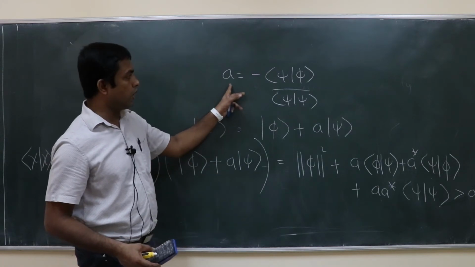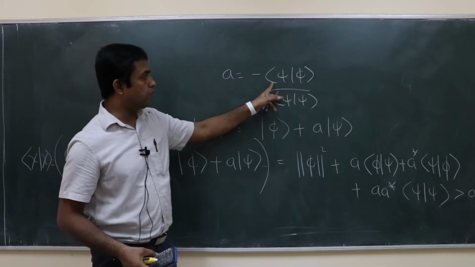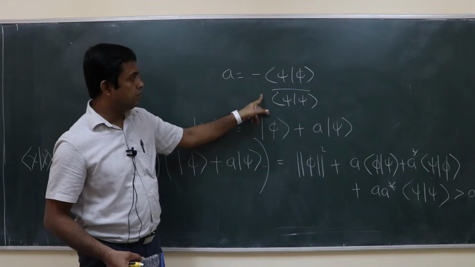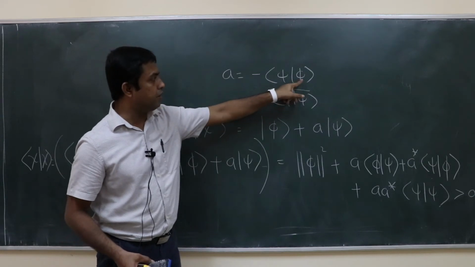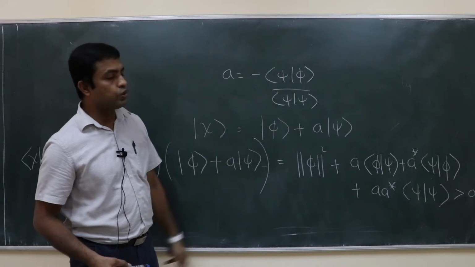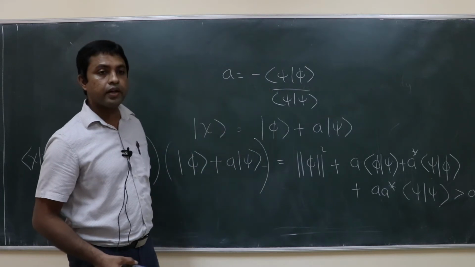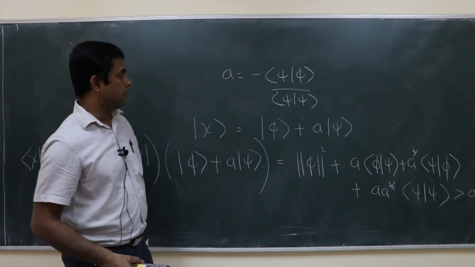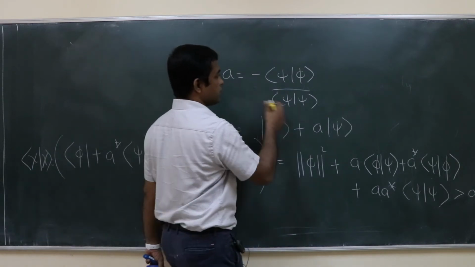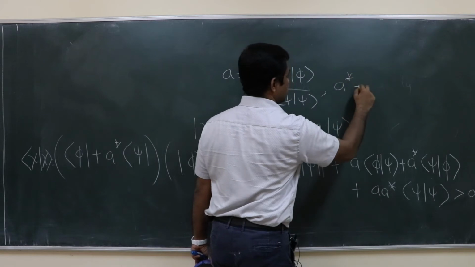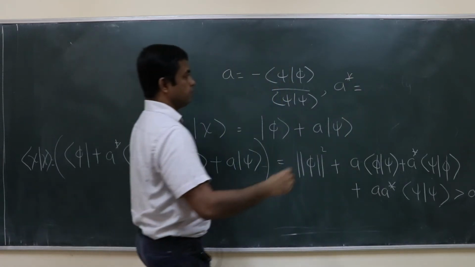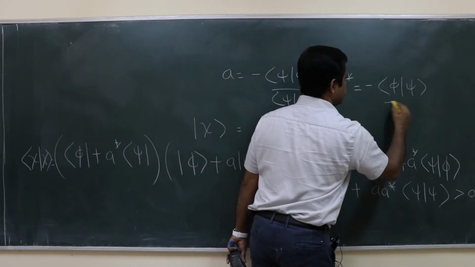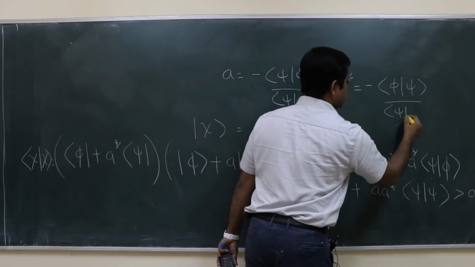So if I substitute this, that is a is equal to minus bra psi ket phi divided by bra psi ket psi, is it a complex number? Yes, because bra psi ket phi is the inner product of two general vectors, which is in general a complex number. The denominator is basically a real number. So if a is this, what is a star? Minus bra phi ket psi divided by the same thing.